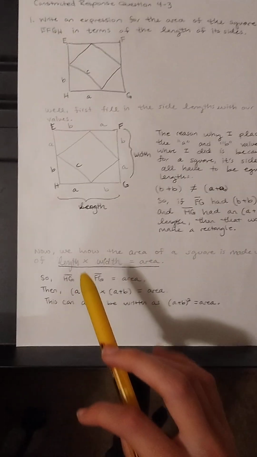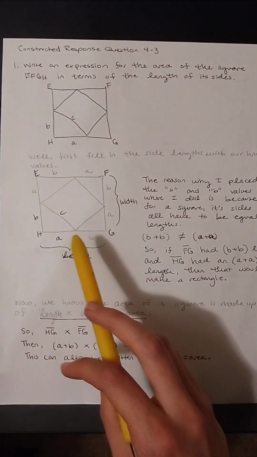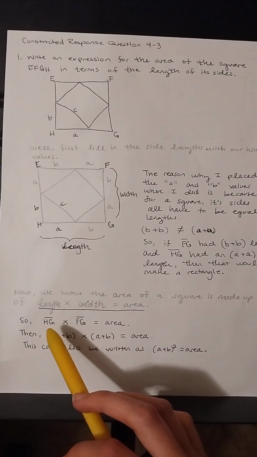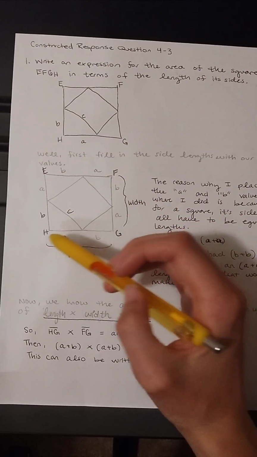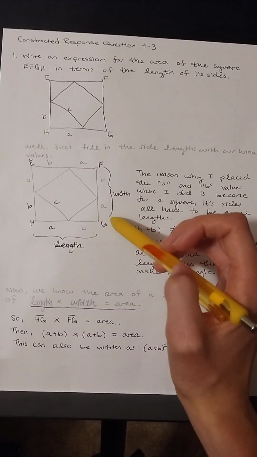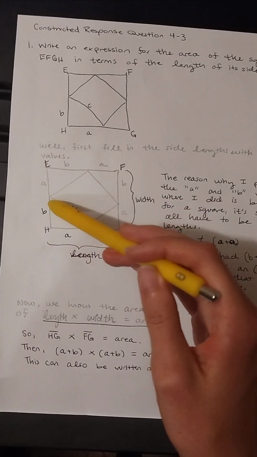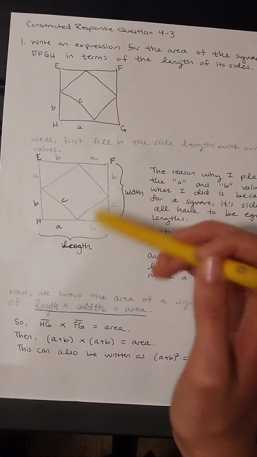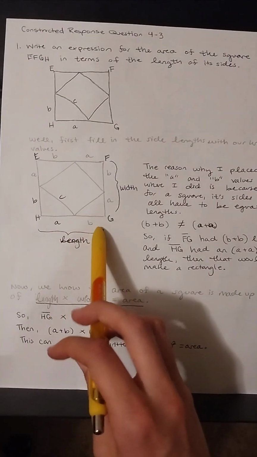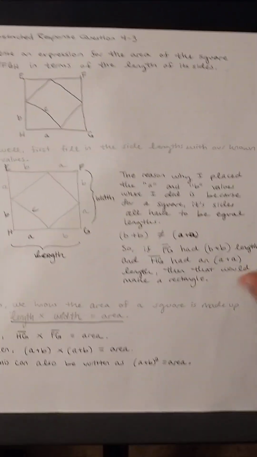So now finding this area, I have to remember that the area of a square is length times width. So for example, HG right here times FG gives me an area. And I could do either of the two lengths. I just chose these two. So this can be written as A plus B times A plus B, or A plus B squared, equaling our area.